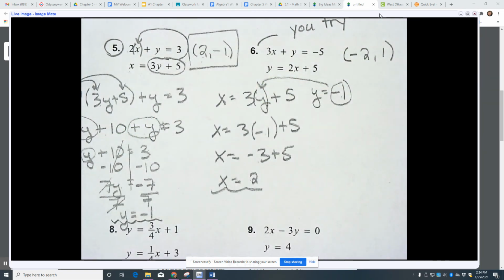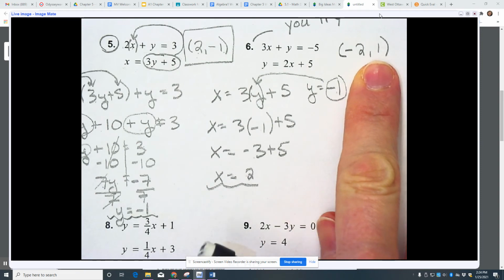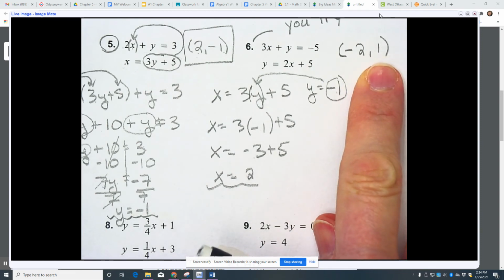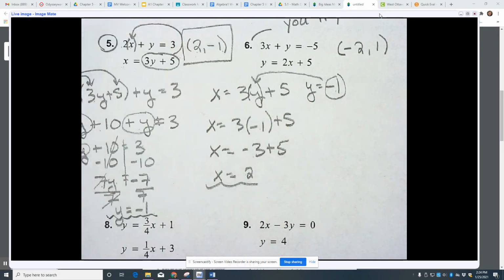Okay? I want you to try this one. Write the answer. This is what you should get when you are done. Okay? You might have to do your work over here. We kind of used up that space.